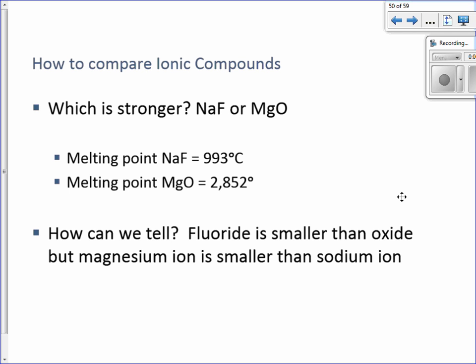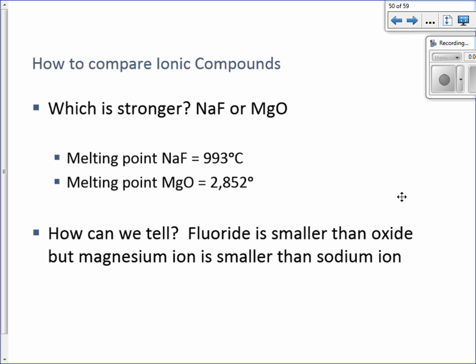Super high melting point. Fluoride is smaller than oxide, but magnesium is smaller than sodium. So the sizes are pretty generally the same. Oxygen and fluorine are pretty comparable. Sodium and magnesium are pretty comparable. What's the big changing difference here?